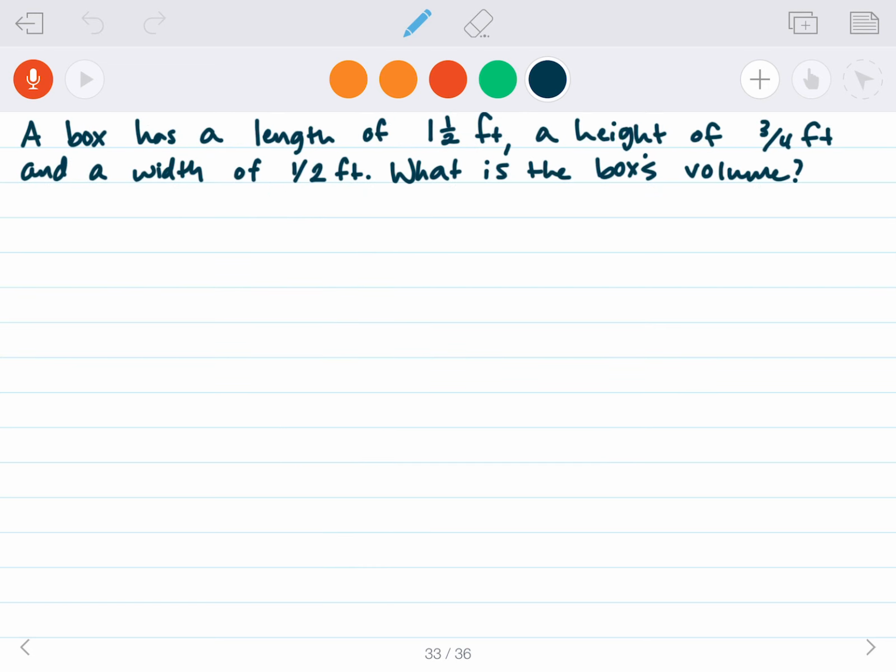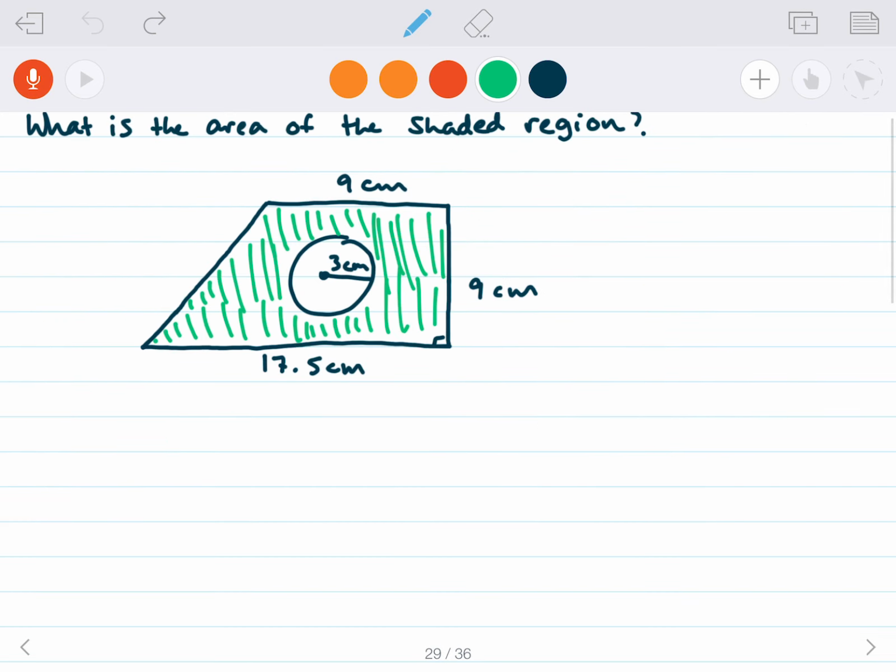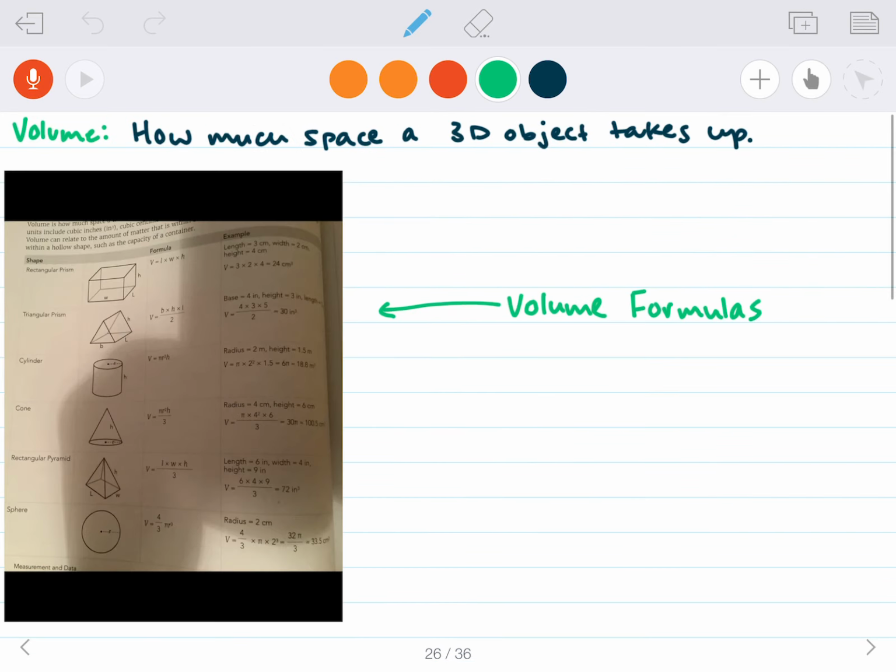Let's move on to a volume question. So we're given this box. It has a length of 1.5 feet, a height of 3/4 of a foot, and a width of 1/2 of a foot. What is the box's volume? So let's go back to our volume formulas. And we see that a box is the same thing as a rectangular prism. So we're going to use this top formula, length times width times height.